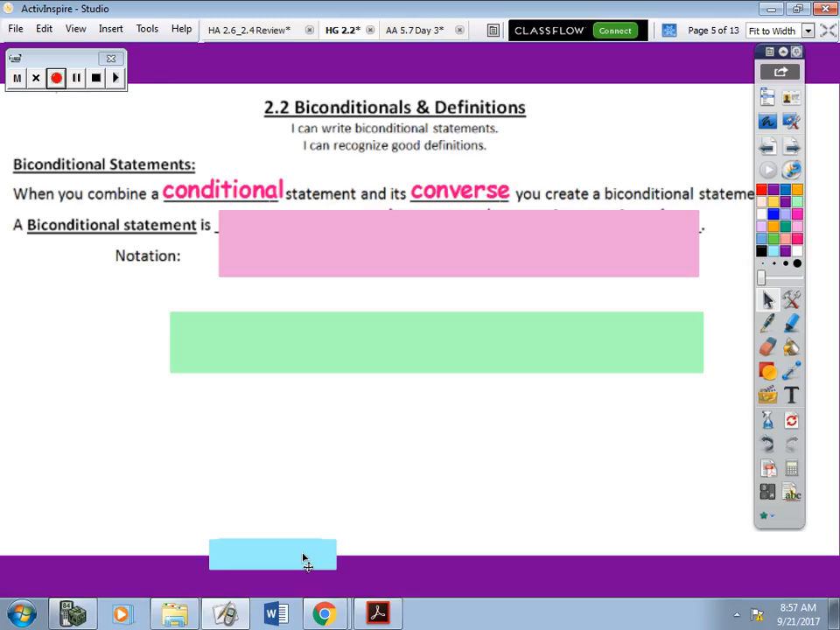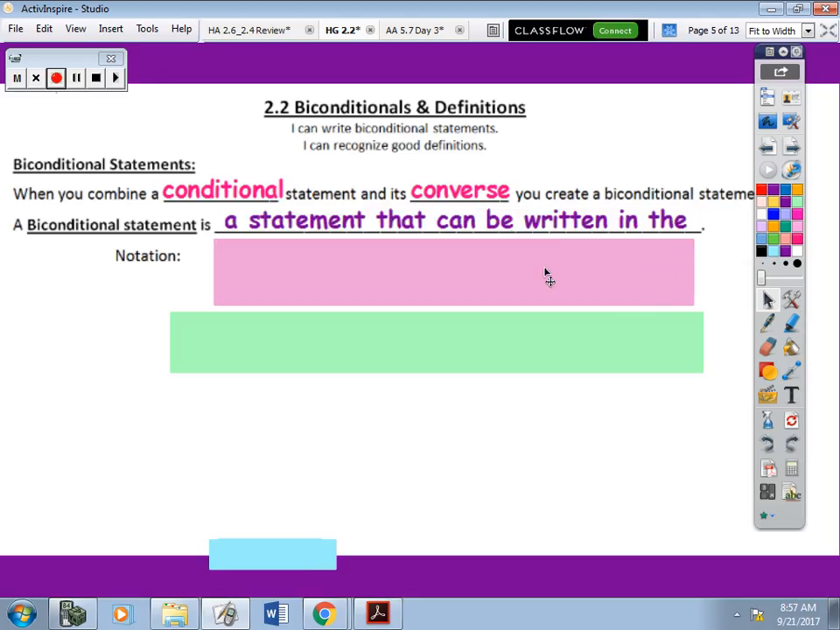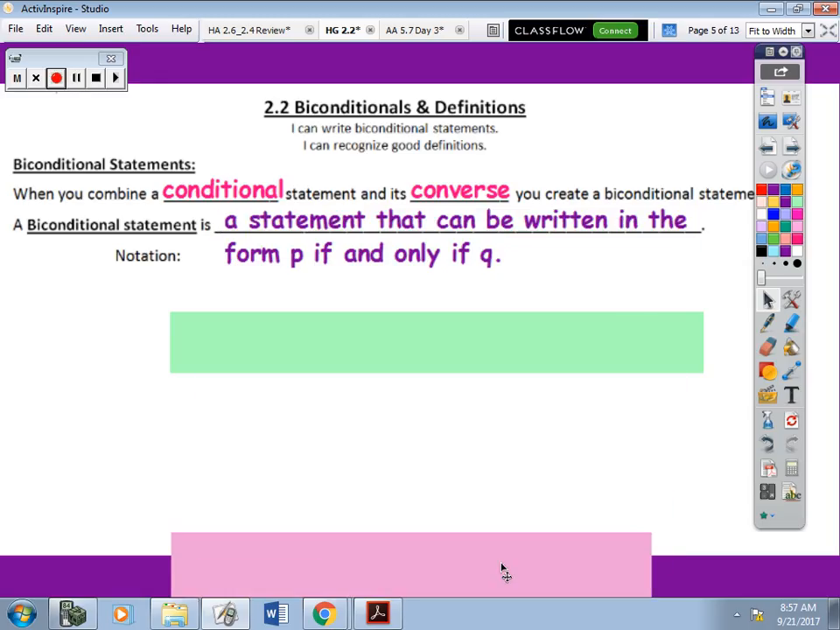The biconditional statement is in the form if and only if. So it's a statement that can be written in the form P if and only if Q. So conditional is if then, a biconditional is if and only if. And again, it's going to be telling you that the conditional and its converse are both true.